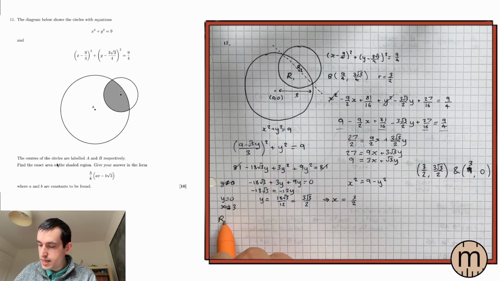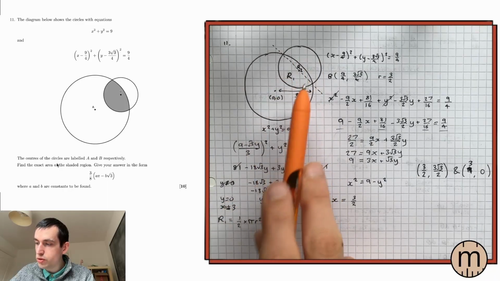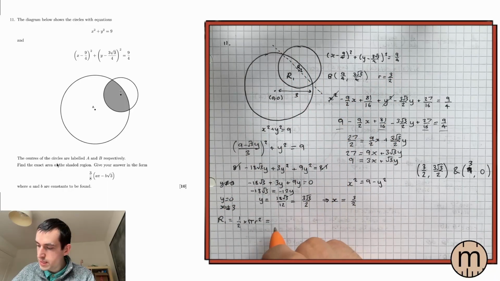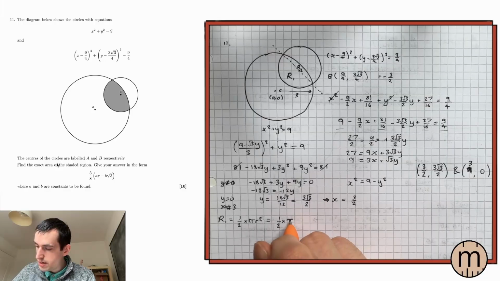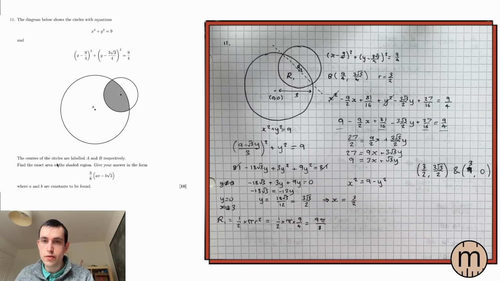R1, as I say, is simply just half a circle. So half times pi r squared, where the radius is the radius of the smaller circle, which we found to be 3 over 2. So half times pi, 3 over 2 squared, 9 over 4. So 9 pi over 8 for region R1.